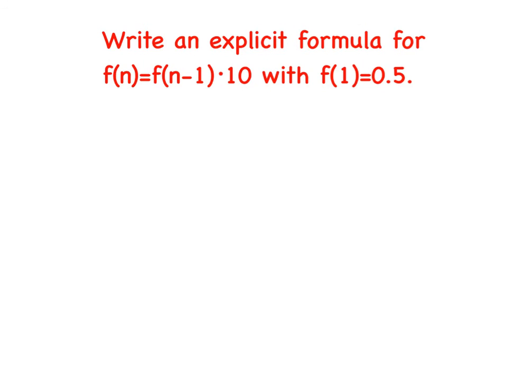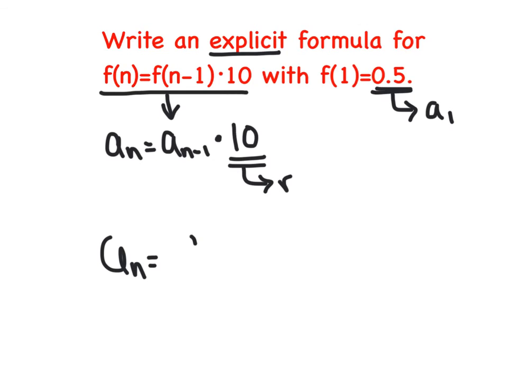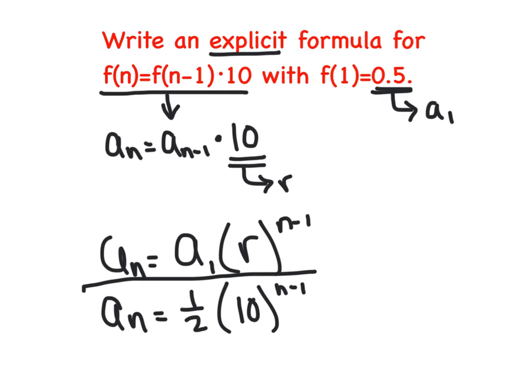Real similar idea here. We're looking for an explicit formula, and this is the same thing as saying the nth term is the previous term multiplied by 10. So this 10 right here is going to be your common ratio, and they told us right here who our first term was. So again, I'm just going to copy down my formula and take my time, make sure I don't screw anything up. The nth term is the first term, 0.5 or 1/2, with a common ratio of 10 raised to the n minus 1 power. And again, there's no cleanup on this one. We're just going to leave it as is and say this is an explicit formula for the nth term of our geometric sequence.